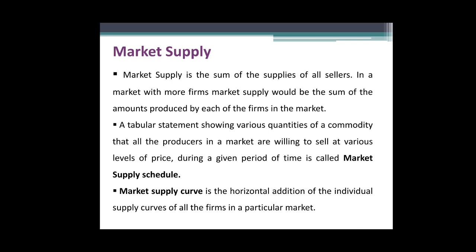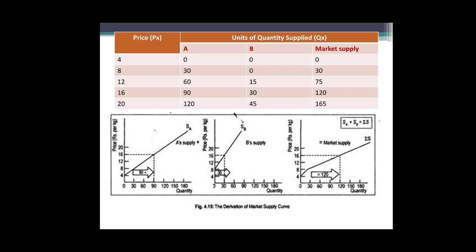Now coming to the market supply curve. Dear students, the market supply curve is simply the graphical presentation of the market supply schedule. Thus, the market supply curve is the horizontal addition of the individual supply curves of all the firms in a particular market. In case of our example, the market supply curve is arrived at by adding the supply curves of the two producers, that is the supply curve of producer A and the supply curve of producer B. It would be obtained by plotting the information contained in column first and column fourth of the table.